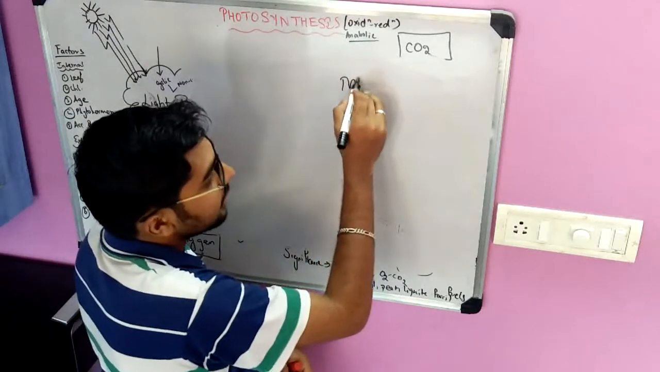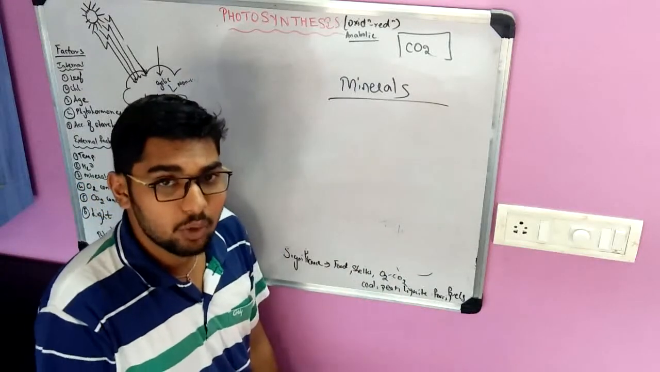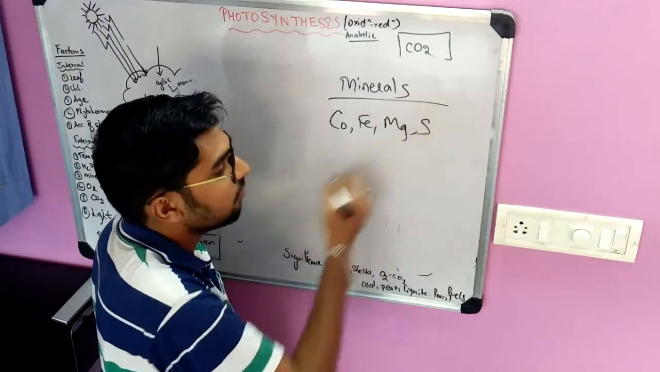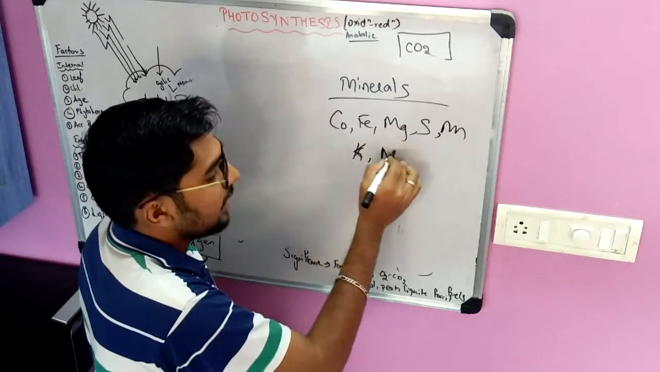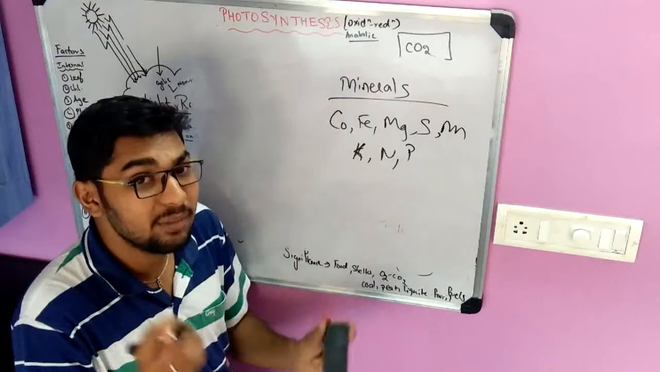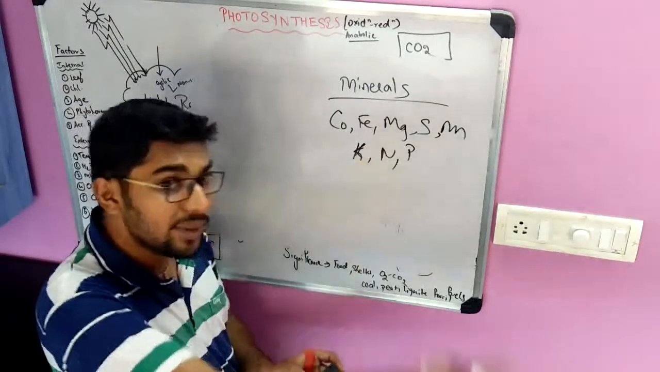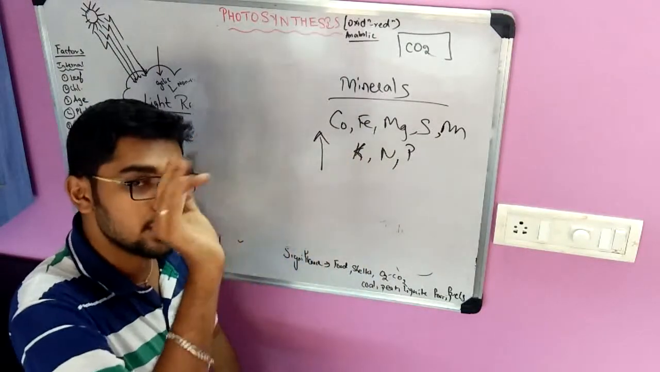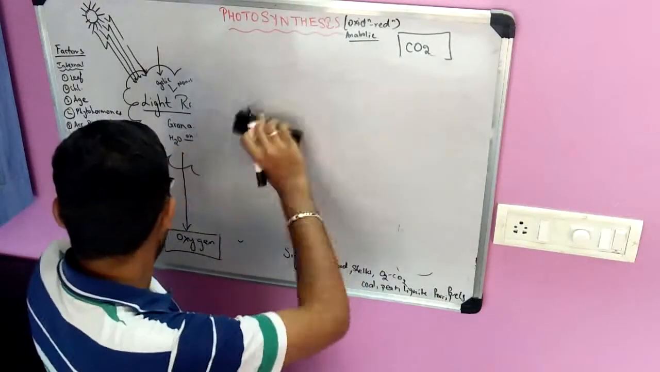Next factor is minerals. Macronutrients and micronutrients you would have studied. Under that, certain ones like copper, iron, magnesium, sulfur, manganese, potassium, nitrogen, phosphate. These are the important minerals which are necessary for photosynthesis to occur. These are related with enzymes also. So when these minerals are present, the photosynthesis also increases. This is another factor. Minerals are very important.